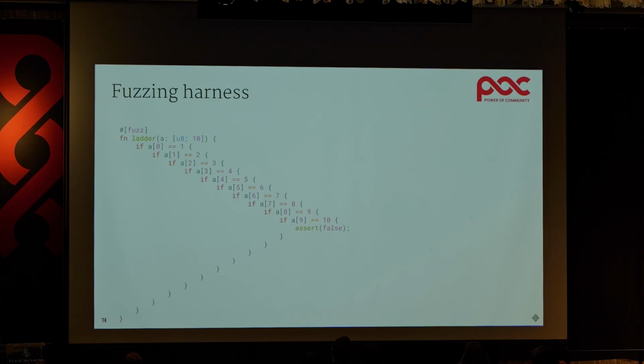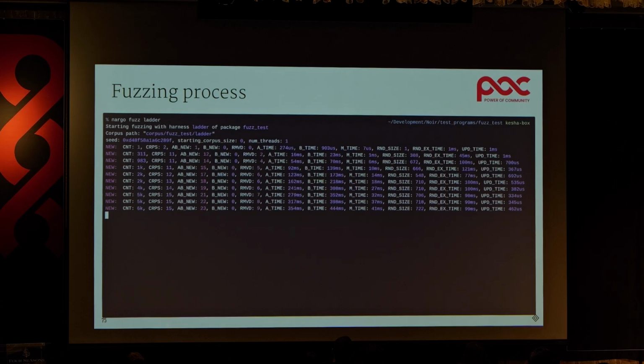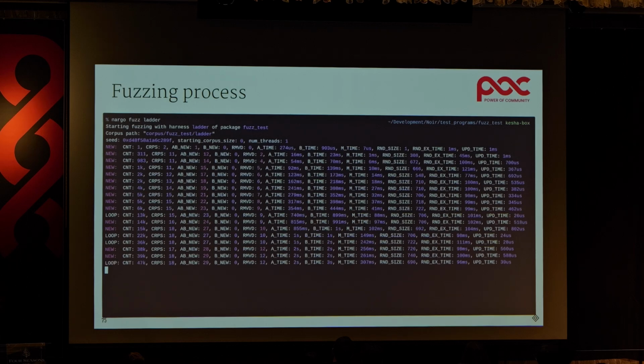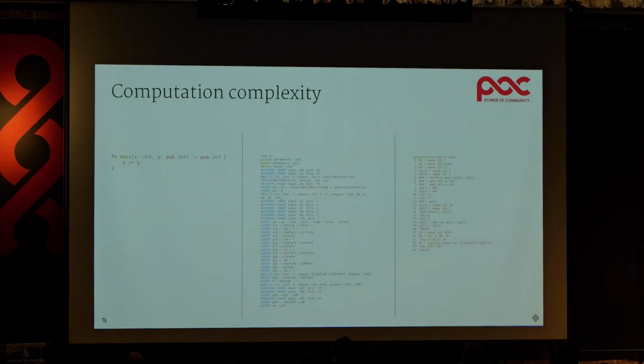So yeah, if we get a regular fuzzing harness, traditional one, this is what it looks like. Yeah, and we found the input string.